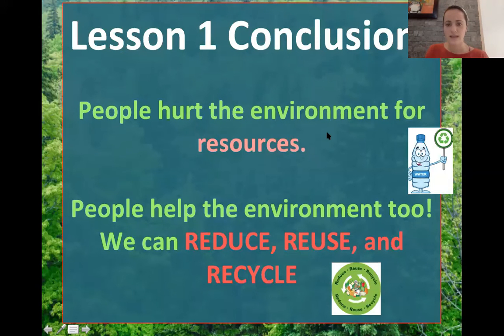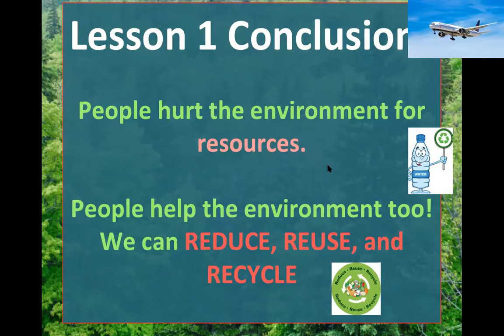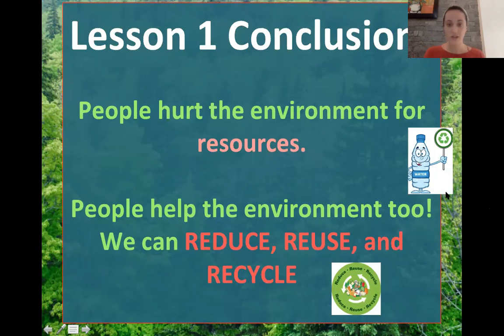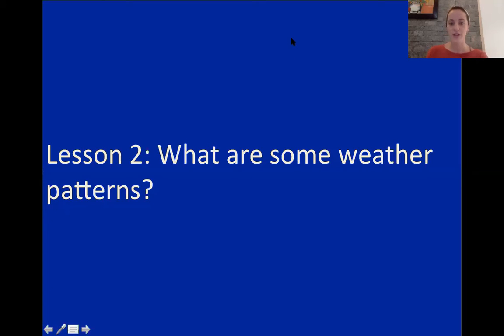What about people? Dinman, can you read this slide for me? Lesson 1 Conclusion. People hurt the environment for resources. People help the environment too. We can reduce, reuse, and recycle. Excellent job. So we heard it for resources, for things we need like food, water, things to build like wood, paper. Okay, so now let's learn. So we're done with lesson 1. Today we start lesson 2.